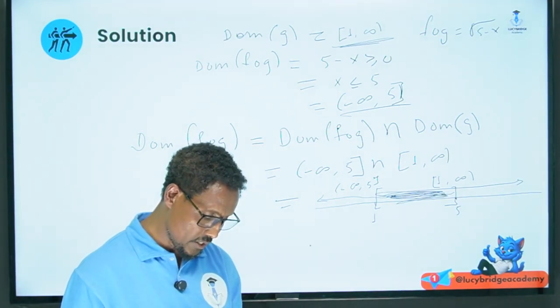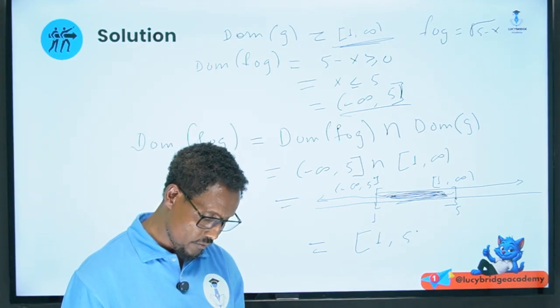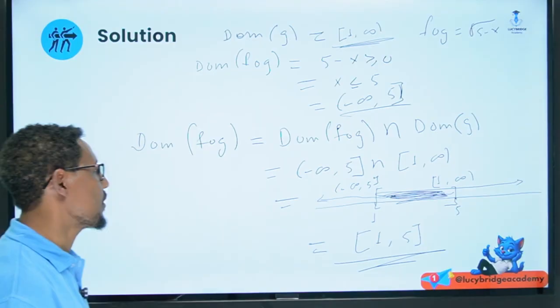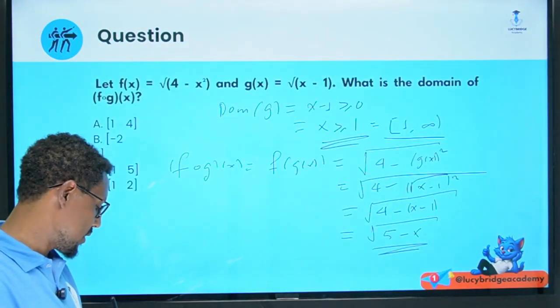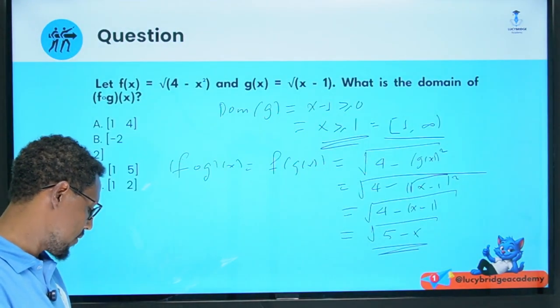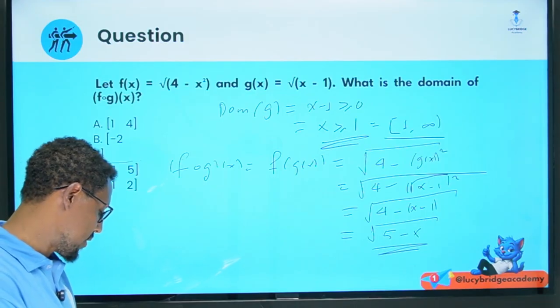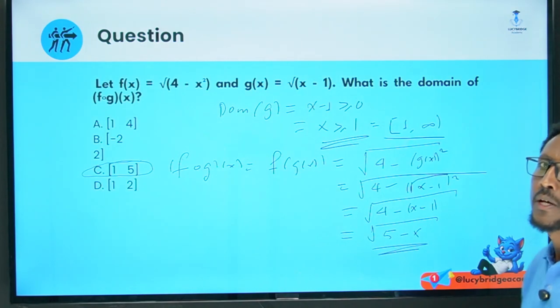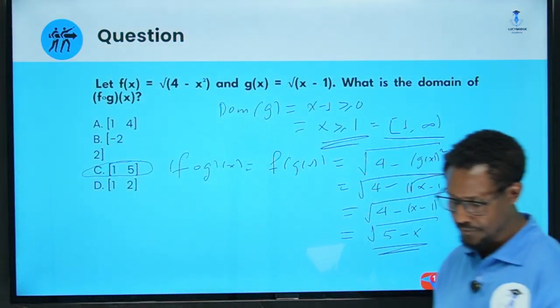Okay, so their intersection is this one, right? That means their intersection is from 1 to what? From 1 to 5. This is the domain of f∘g, which is 1 to 5. The answer is C, right? The answer is C. Okay.